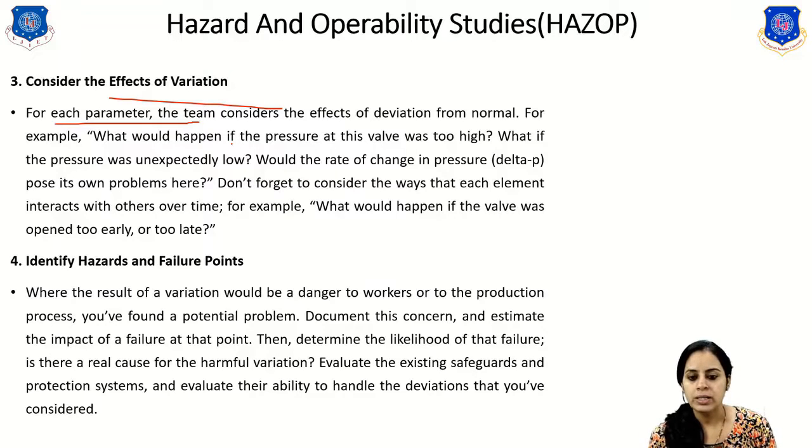So here you can see that the various conditions are given, and that the what-if analysis method is used. Then step 4 is to identify hazard and failure points. Where the result of the variation would be a danger to the workers or to the production process, you have found a potential problem. Okay, so document this concern and estimate the impact of the failure at that point, then determine the likelihood of that failure. Is that a real cause for the harmful variation? Then evaluate the existing safeguards and protection systems and their ability to handle the deviation that you have considered. Okay, so this is the process of hazard identification, right?